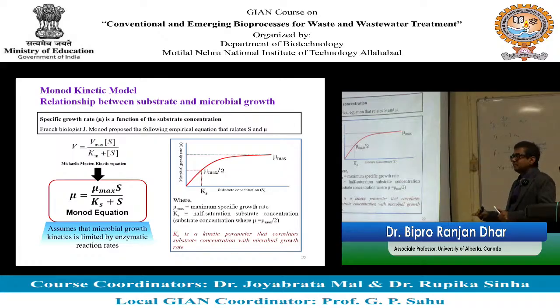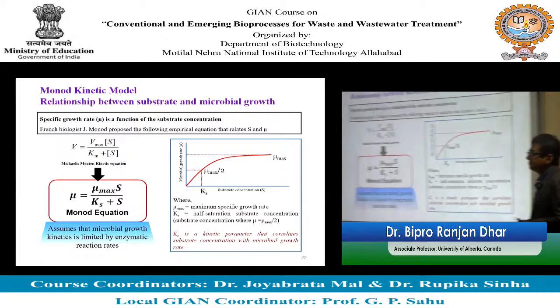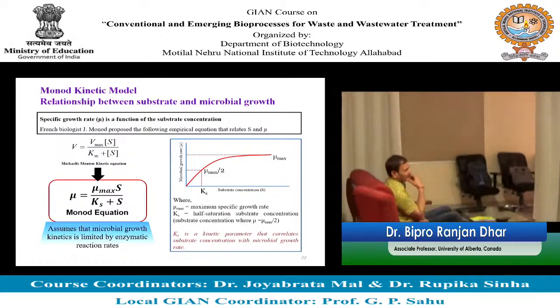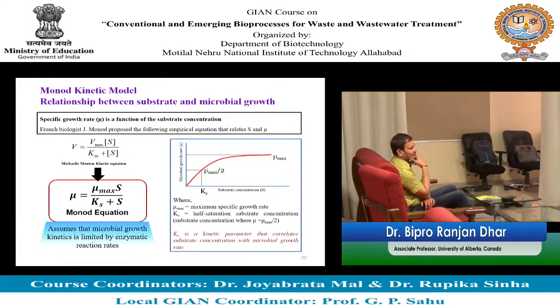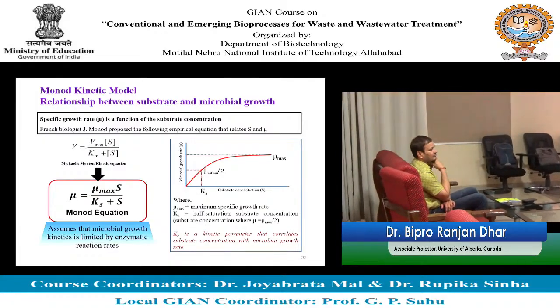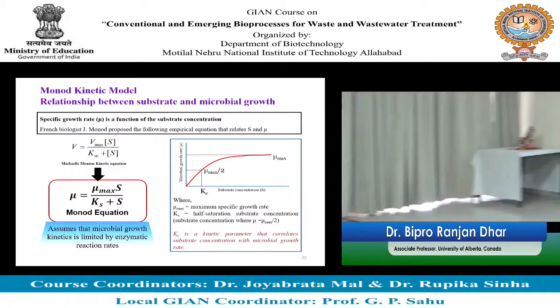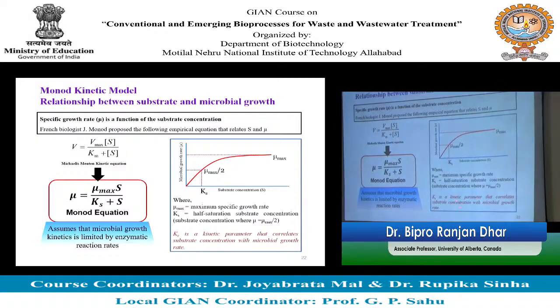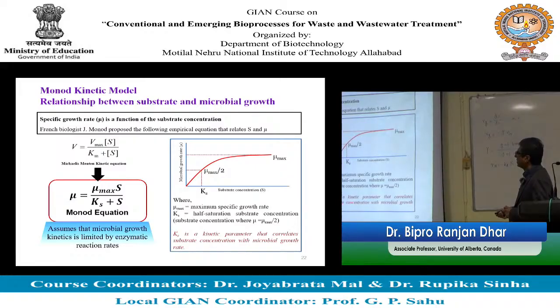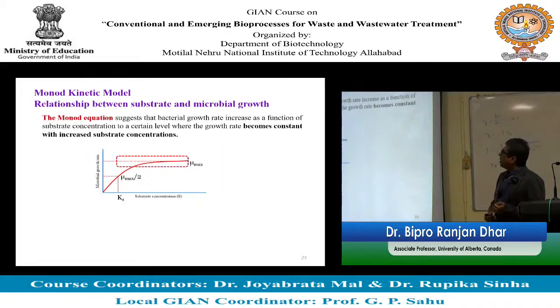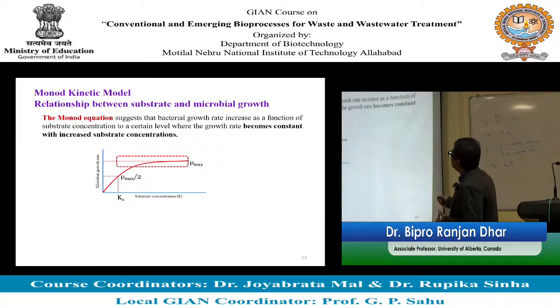This is all for a batch process, a closed system, because we are not adding microbes from the outside. You can apply it to a continuous process too, but at steady state. So Ks is a kinetic parameter that correlates substrate concentration with microbial growth rate. What the Monod equation suggests is that bacterial growth rate increases as a function of substrate or BOD concentration, reaches saturation at a certain level, and becomes constant.